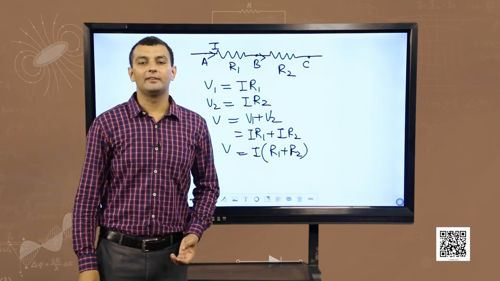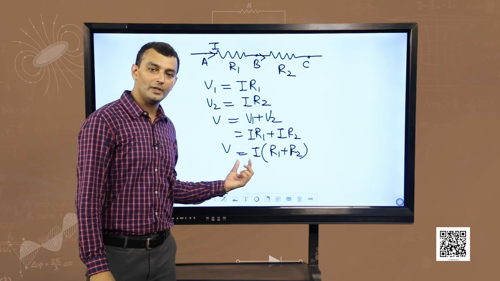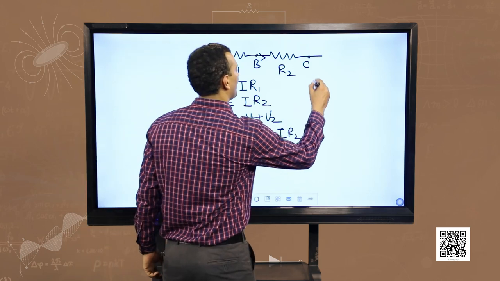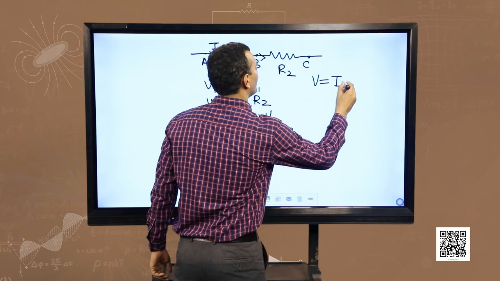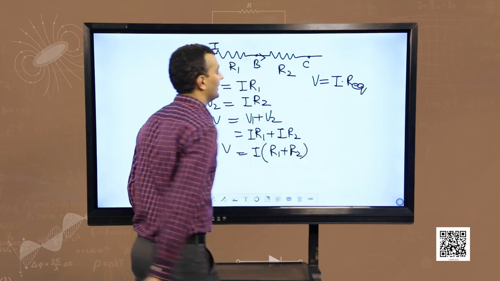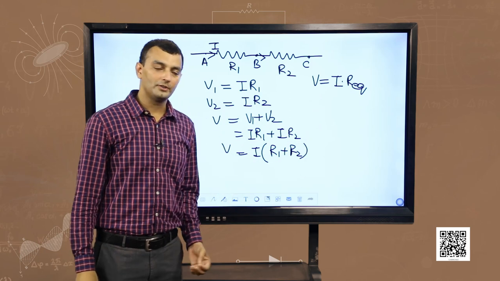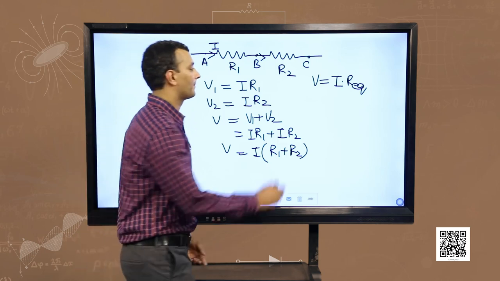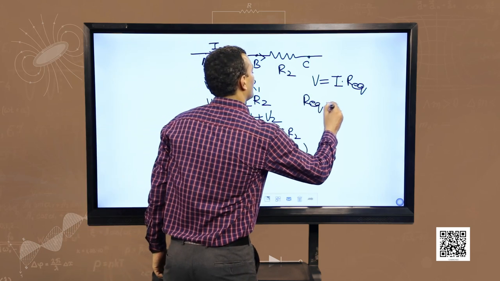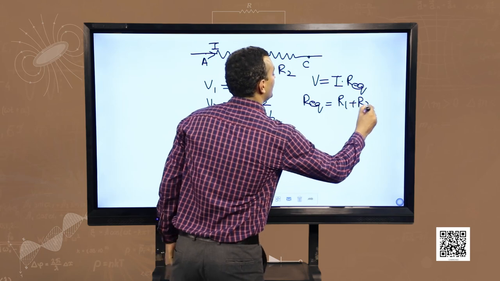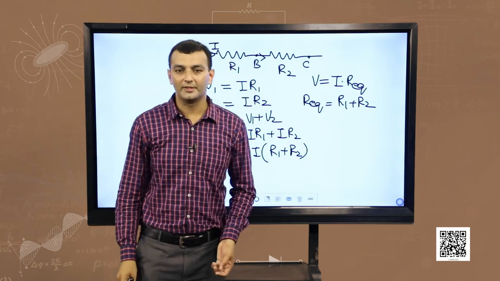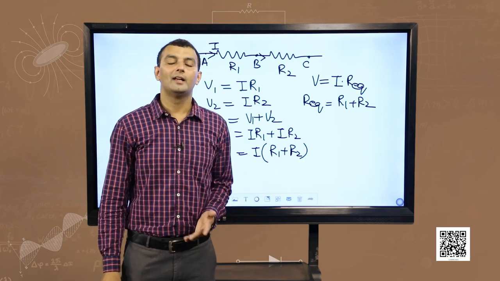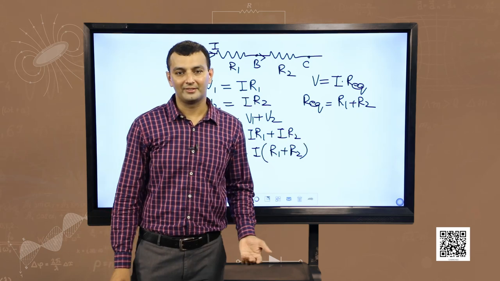If we consider an equivalent resistance which has been subjected to the same voltage and same current, then the equation for that resistor will be written as V equals I into R equivalent. Comparing these two equations, we can see that R equivalent equals R1 plus R2. So this is the formula for the series combination of two resistors. If resistors are connected in series, then the individual resistors are added linearly to give the resultant resistance.